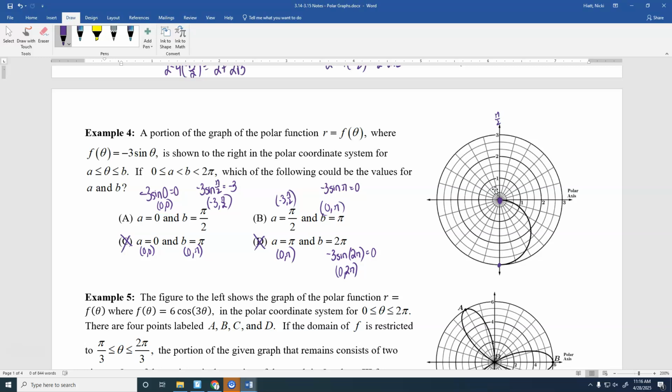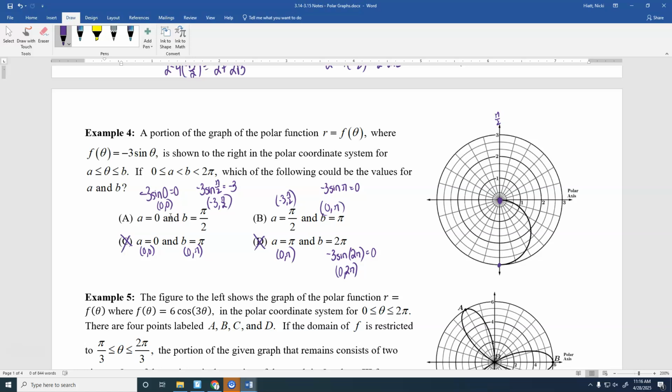Now, any ideas how we are going to decide whether it's A or B, because those are both the endpoints that we have? It has to do with the way the graph is curved. So what we need to do is pick a number between 0 and pi over 2 and see if it's on the graph, right? Because if we're going from 0 to pi over 2, then like say pi over 6, pi over 4, pi over 3, one of those should be on the graph, right? So I'm going to pick pi over 4 because I think it's an easier point.